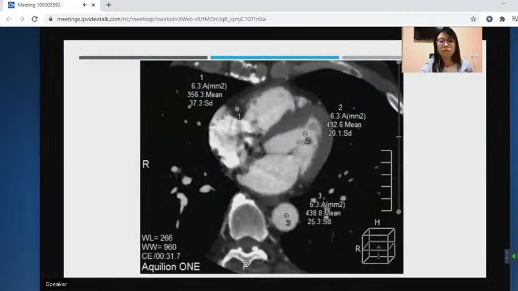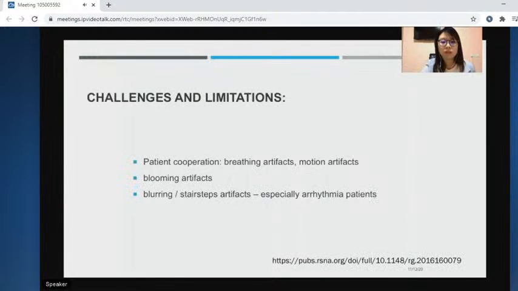And this is an image to show our cardiac contrast enhancement is actually enough to define and evaluate our coronary vessels. So I believe all the challenges and limitations that we have in most CCTA cases are breathing artifacts, motion artifacts, whether the patient can cooperate, or sometimes minor movements, blooming artifacts from heavily calcified plaques or stents, and blurring and stair-step artifacts from arrhythmia patients.